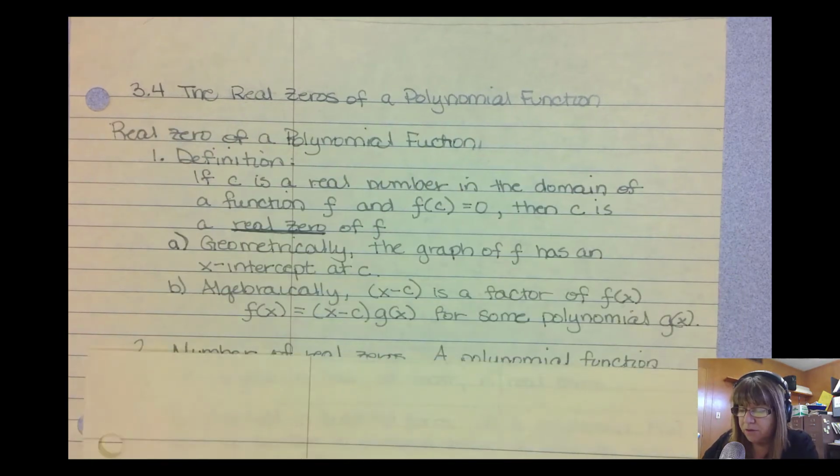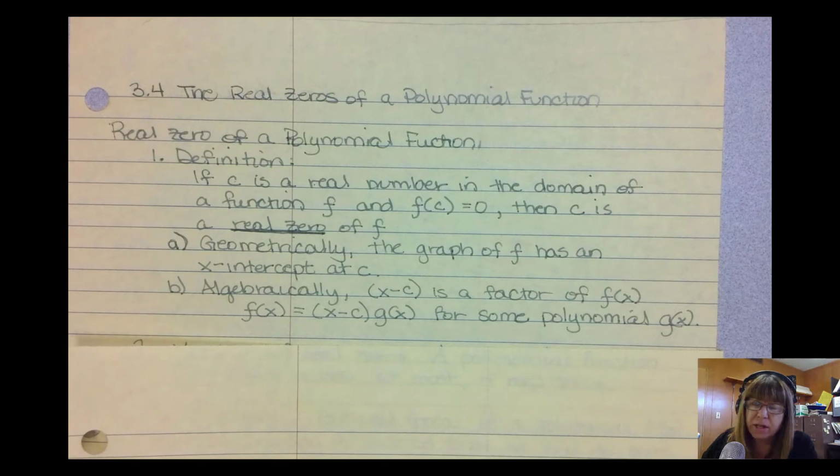So, first of all, we have the definition. When we have a value and we evaluate the function at that value and it equals 0, then that value is indeed a real zero. Now, the value that we plug in has to be a real number to get a real zero out. Geometrically, it just means that it's the value where the graph crosses the x-axis, so it's an x-intercept.